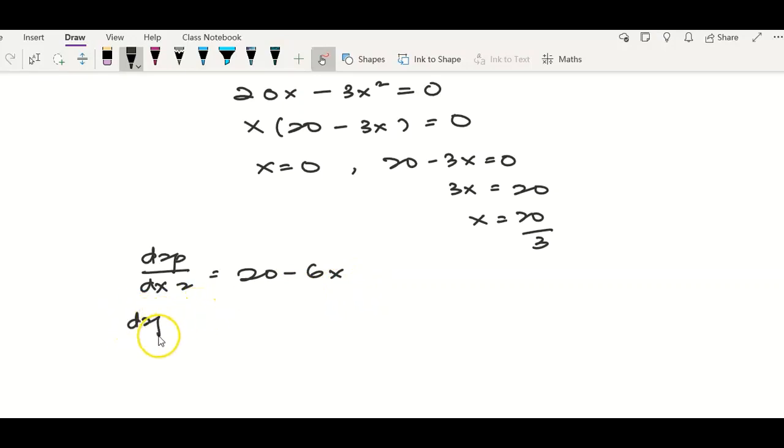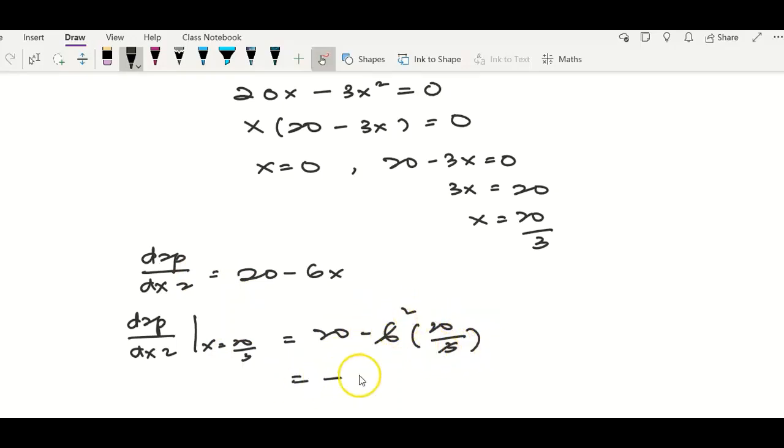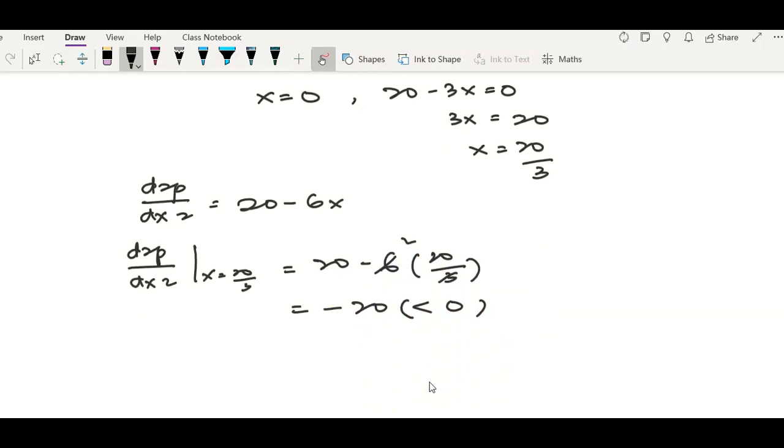So I would just substitute x equals 20 over 3 into my d2P/dx2. I got my answer, negative 20. 20 minus 40, you get negative 20. When your d2P/dx2 is less than 0, your conclusion is P is maximum when x equals 20 over 3.